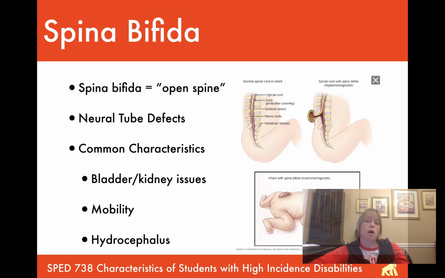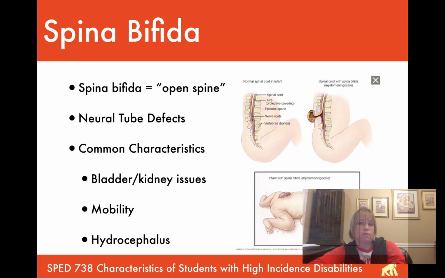Another very common type of physical disability that you may run into in public schools is spina bifida, or a student with spina bifida. Those two terms basically mean open spine. So it's a neural tube defect. And you'll notice in the picture here we have the normal spine. You'll see how it's closed off. And then you'll see with the spinal cord with spina bifida, there's an opening within the back.